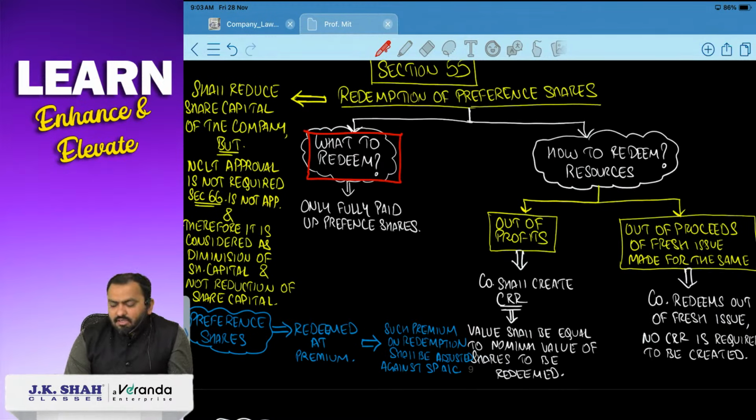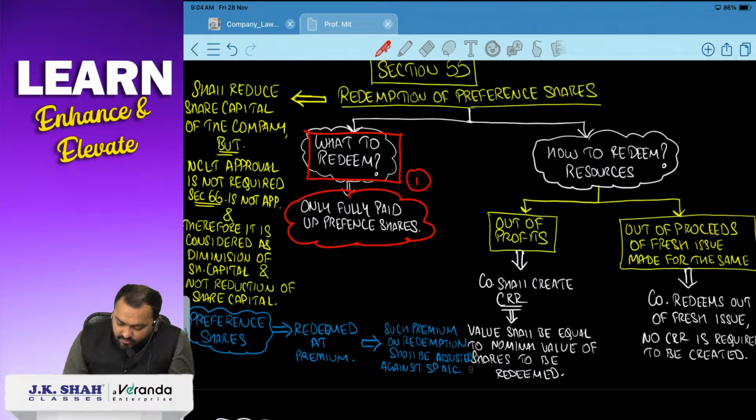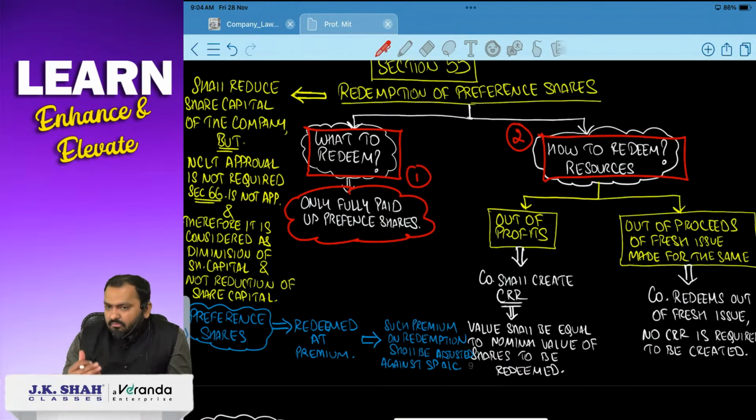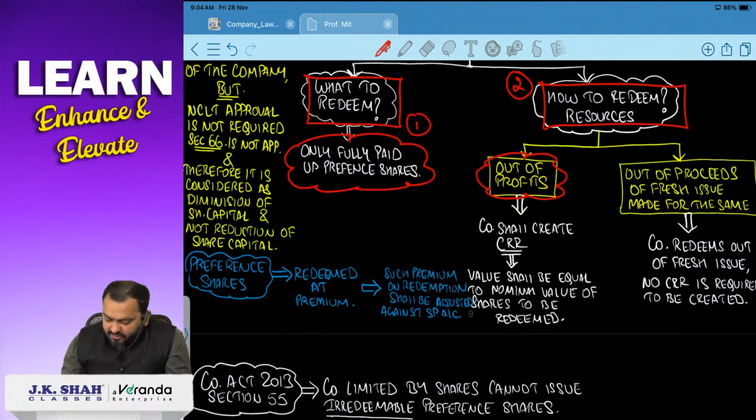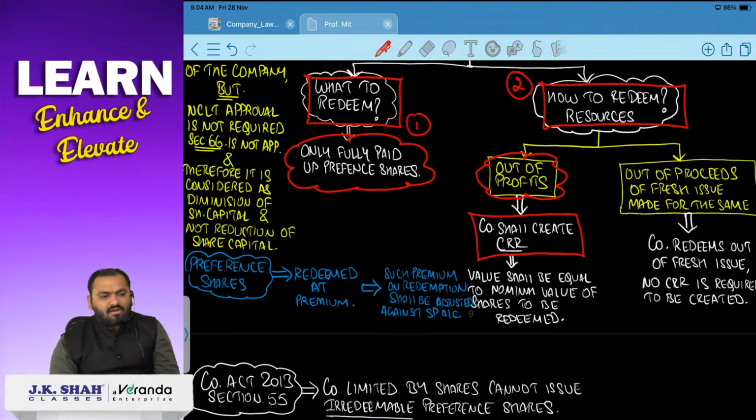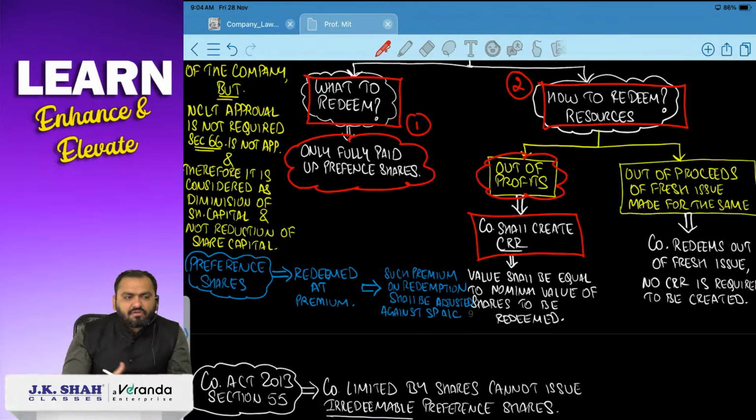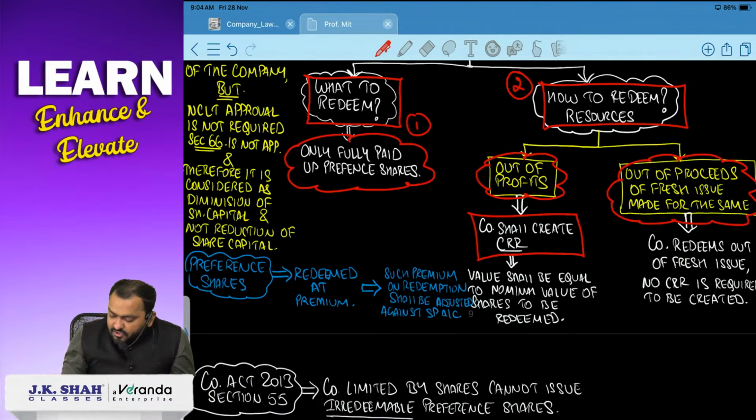Redemption of preference shares. Which preference shares can be redeemed? Only fully paid up preference shares can be redeemed. Redeem is like a buyback only, so if we are going to redeem, we need to pay money. How to redeem? Sources. You can pay money out of the profits of the company. Profits means the company creates a separate account called CRR account, that is capital redemption reserve. So you can pay money out of that, so it's out of profits. Or another option is out of the proceeds of a fresh issue made for the same.